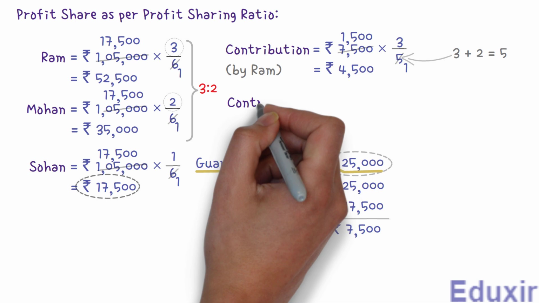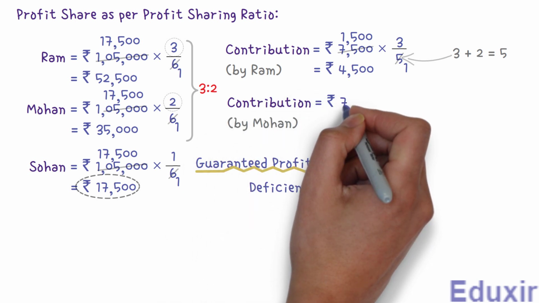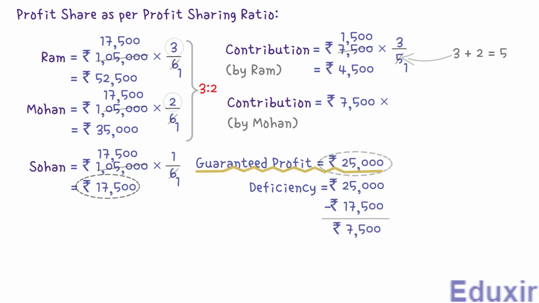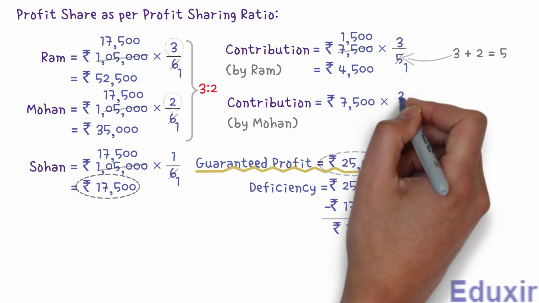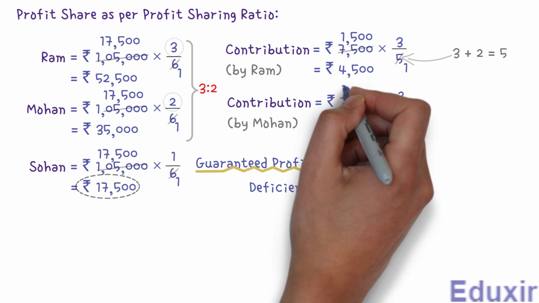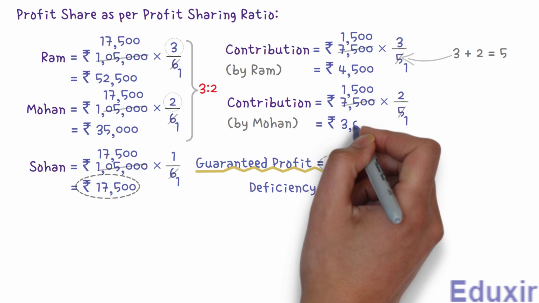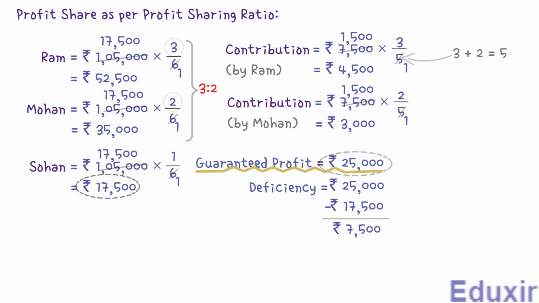Now, the contribution by the partner Mohan is equal to the deficiency amount of 7,500 rupees multiplied with his deficiency sharing ratio of 2 upon 5. Now, cancelling with 5, 5 ones are 5, 1,500 are. Now, if we multiply the remaining 1,500 rupees and 2, we get 3,000 rupees. This is the contribution by the partner Mohan to the deficiency in the partner Sohan's profit amount.